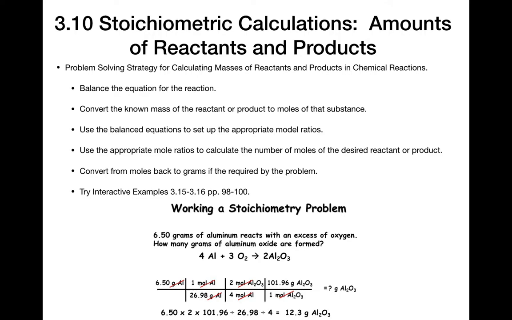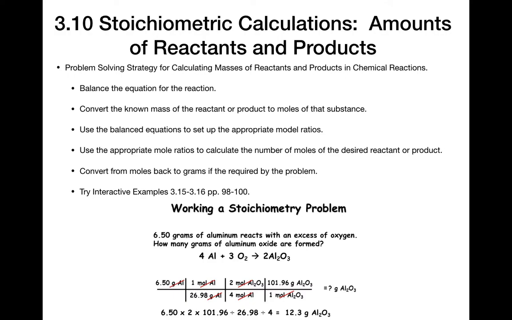Stoichiometry is typically done in an ECMS approach. We balance the equation, so that's the E. Convert the known mass of the reactant or product to moles, that's the C. Use the balanced equation to set up the appropriate mole ratios, and use those mole ratios to calculate the moles of the desired reactant or product. So that's the M. And then the S step is when we solve for the units that they ask for in the answer, typically changing moles back to grams.